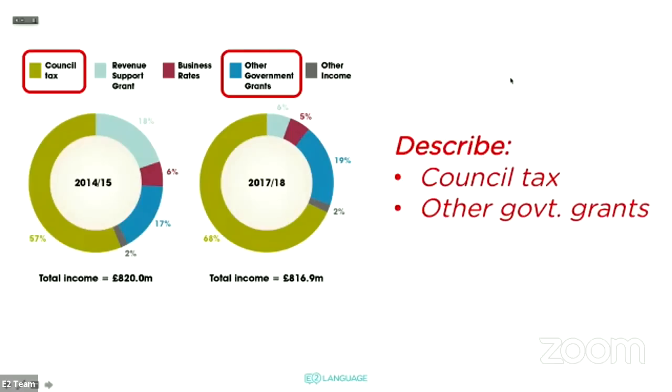Fine. Please write one sentence that doesn't compare but describes both the council tax and the other government grants, please. You have 1 minute to write one sentence that describes these two funding sources.